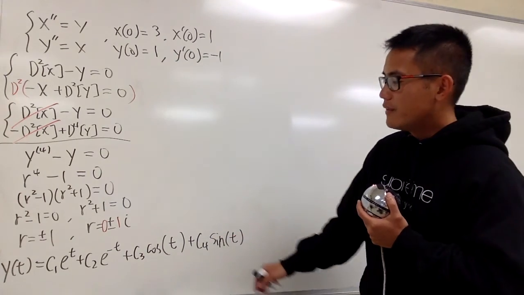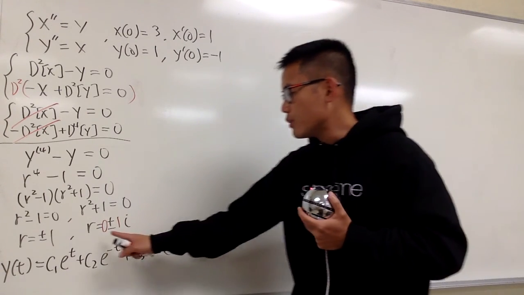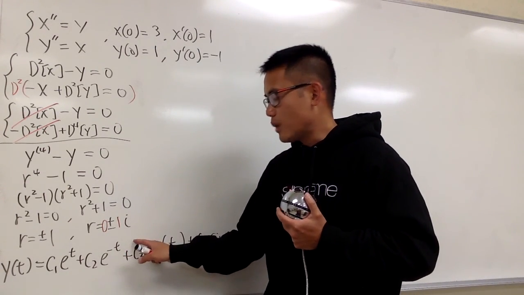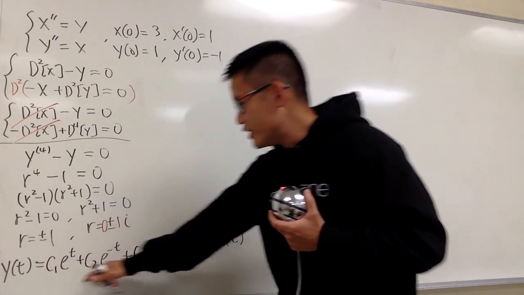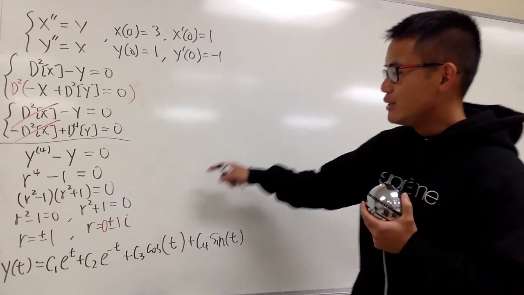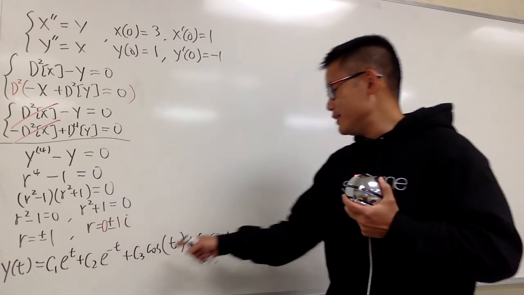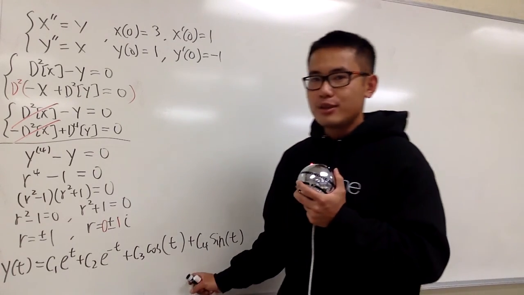So anyways, whenever you end up with a complex r, you end up with cosine and sine, but we don't have the e to the whatever power because the real part is 0. This is the general solution for the y, but I cannot box this yet because I still have to find out C1, C2, C3, C4. Anyways, how can we get the x though?